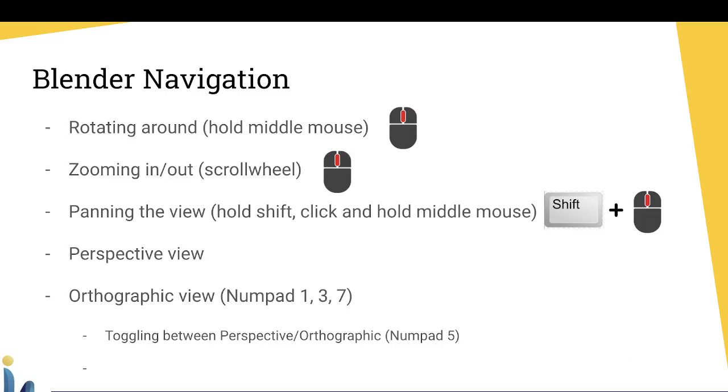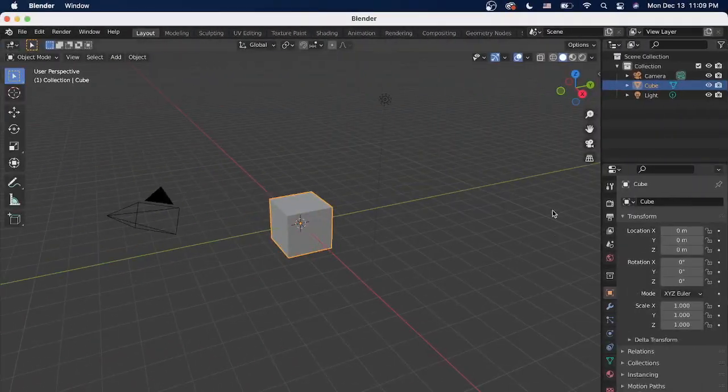Alright, navigation. We have a couple of main ways to navigate the viewport. First one is just rotating around with the middle mouse. You can also zoom in and out with the scroll wheel. And you can pan the view, like shifting it side to side, by holding shift and then the middle mouse as well. So I'm going to take you inside Blender, and then we're going to look at the navigation.